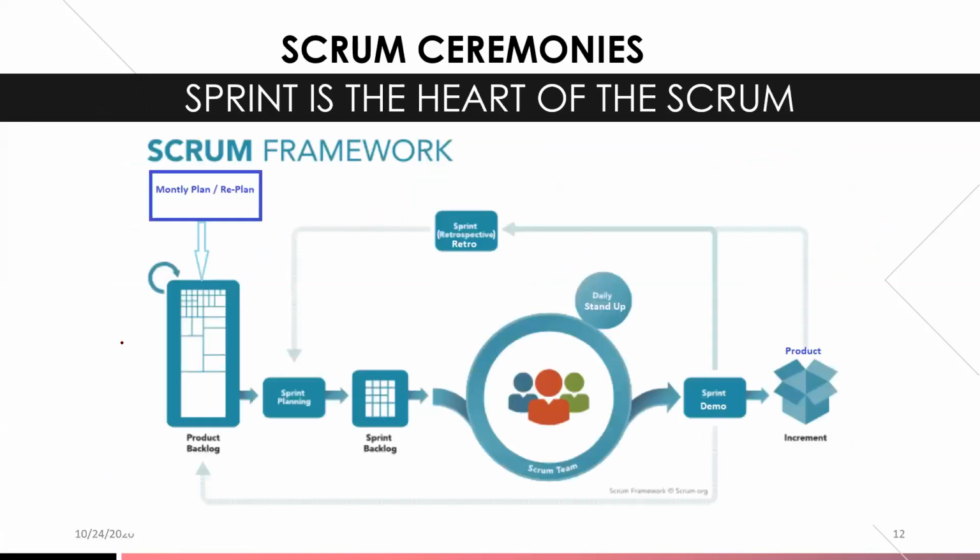Let's take a look at the Scrum ceremonies. Sprint is the heart of the Scrum. So starting over here, where we say monthly plan and replan. So this isn't actually part of the official part of Scrum, but at one of my entertainment companies, that's what they would do. They would do monthly planning and replanning. So the product owner would meet with the business sponsors and put together, update the roadmap, and then we'd also update it on a quarterly basis and then on a monthly basis to see what the business needs and requirements are. Then we have the product backlog.